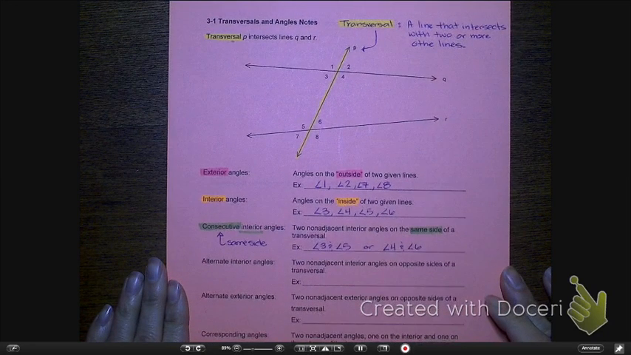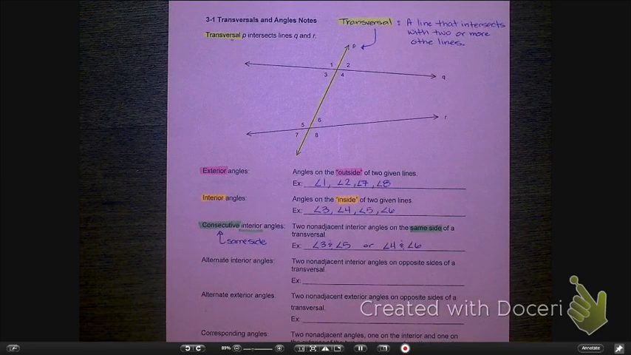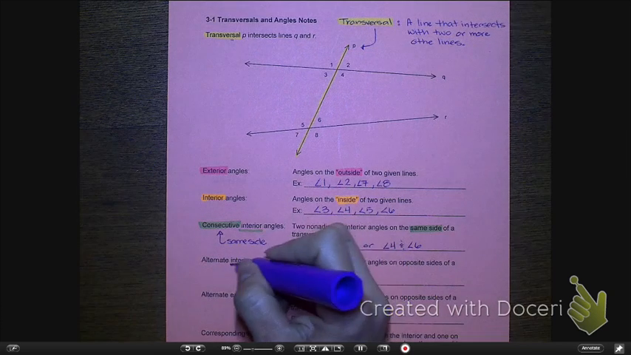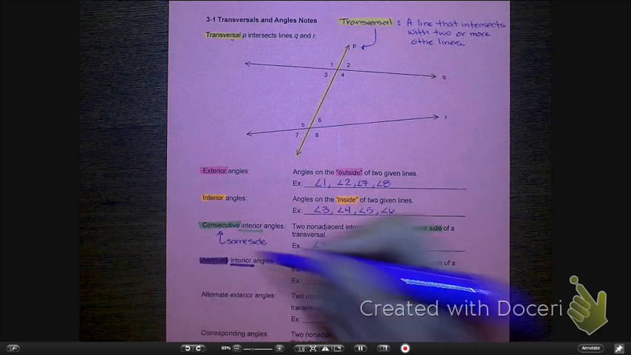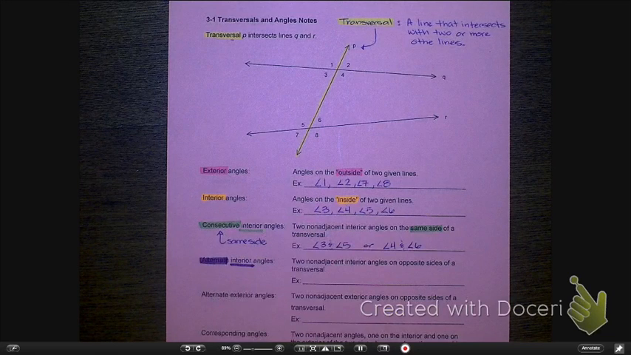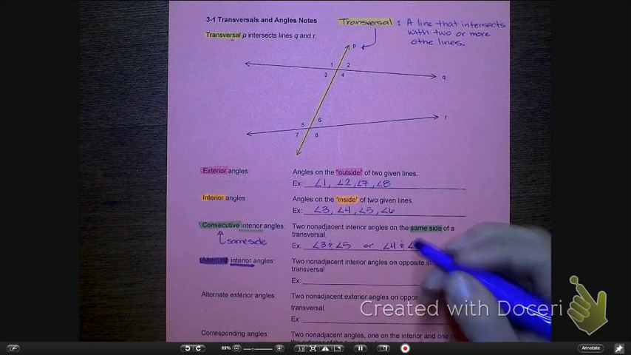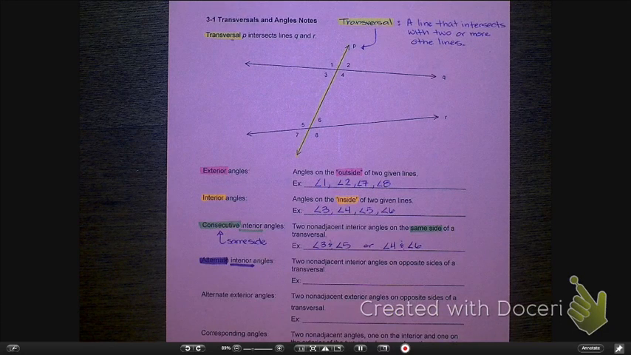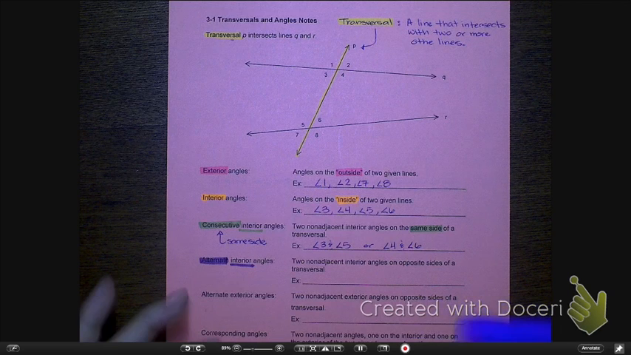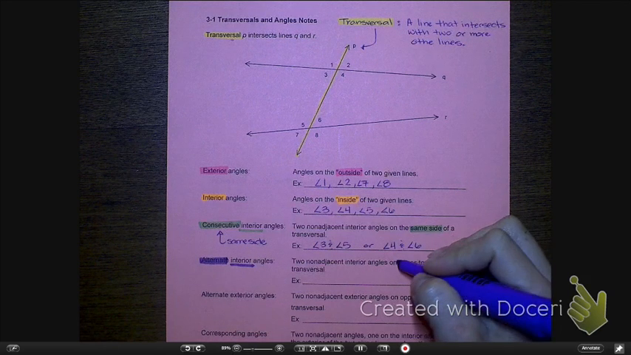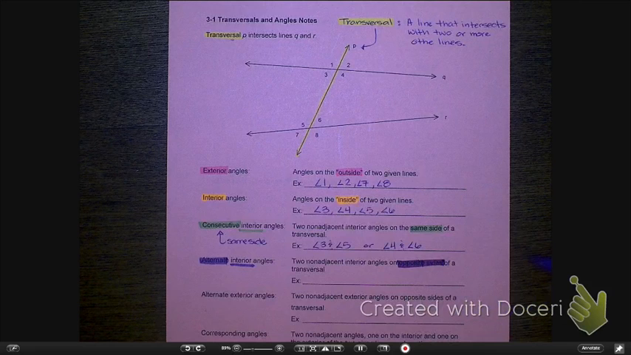Okay, so let's take a look at the next one. The next one is alternate interior angles. Again, these are angles that are on the inside, but this time they are alternate. Now, what does that word alternate mean? If I'm alternating, I'm kind of switching, right? In math, we say alternate means opposite, okay?